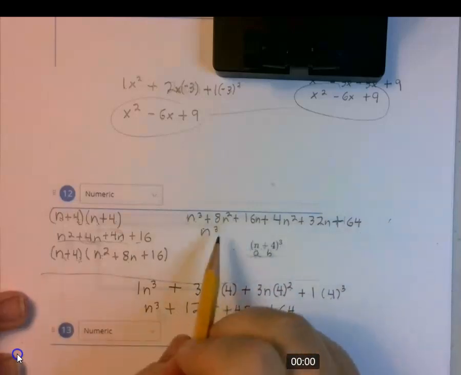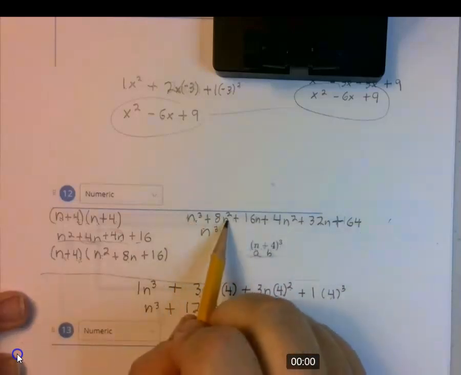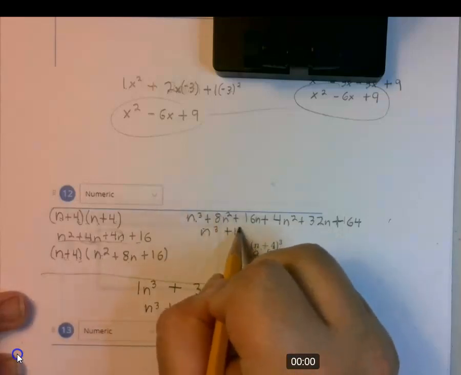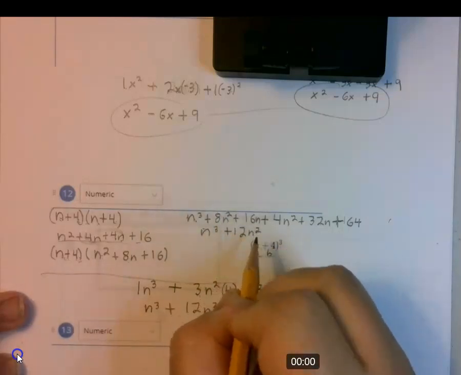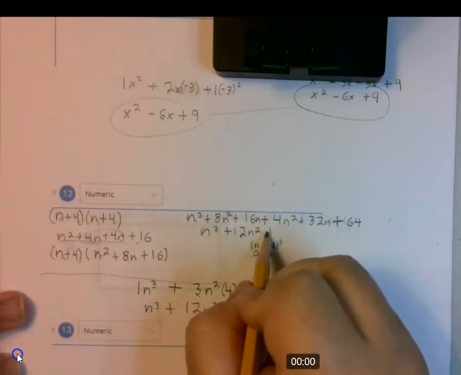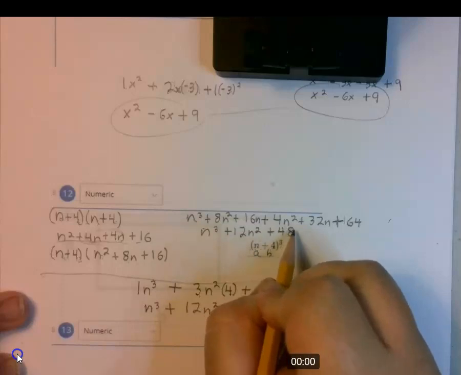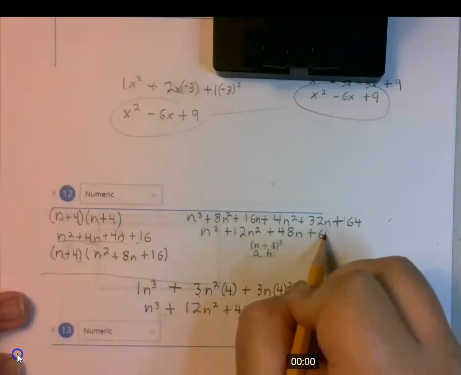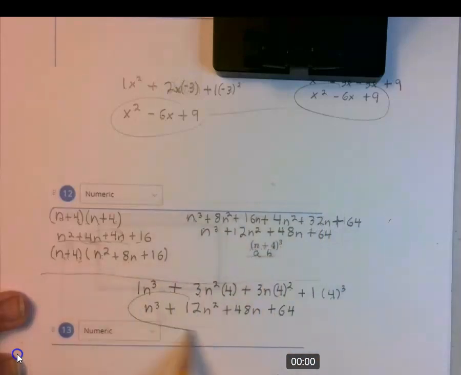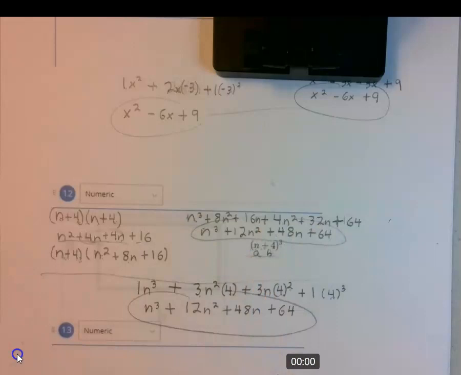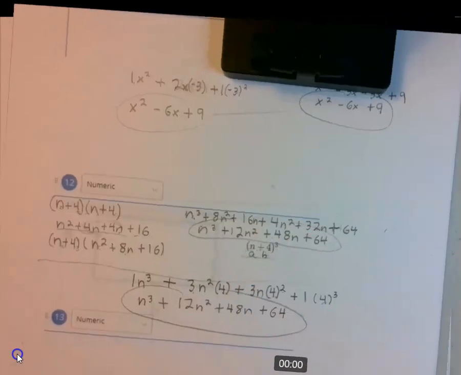Okay, so I have n to the third, I have 8n squared, and 4n squared is 12n squared. And then I have 16n plus 32n is 48n. And then I have the 64 at the end. And so you see this is the same as that. So we got the same answer both ways.